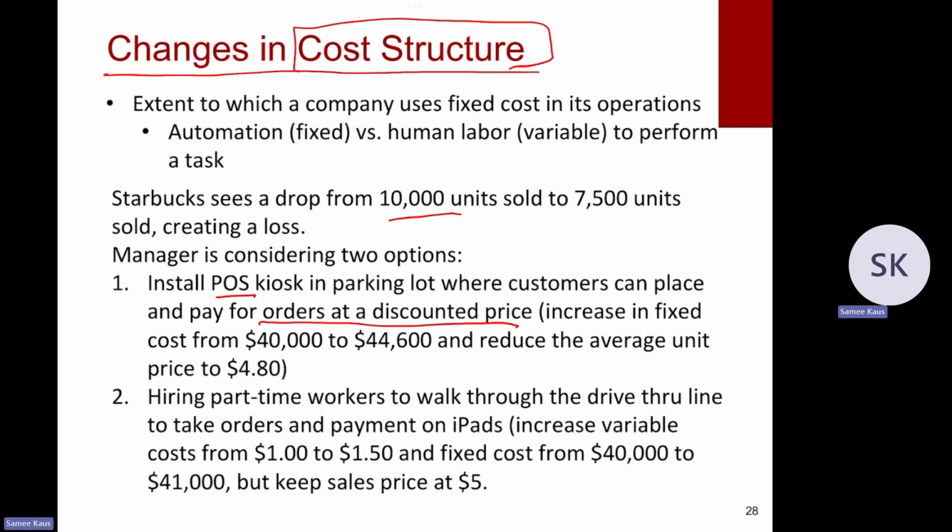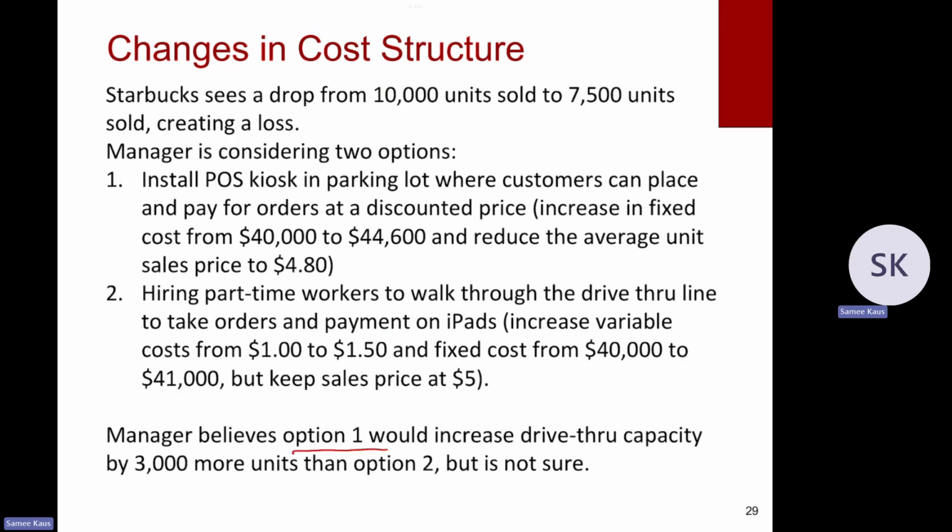Well, I think under option 1, I'm going to increase my drive-through capacity by 3,000 more units than option 2. I don't know that, but I think that's what will happen. So you have to think about all the variables I'm changing. In option 1, I'm increasing my fixed costs and reducing my average selling price. In option 2, I'm increasing my variable cost and my fixed costs, but keeping my price the same. And in option 1, I'm going to sell 3,000 more units than in option 2, because more people are going to buy a product from me if I'm offering it at a discounted price.